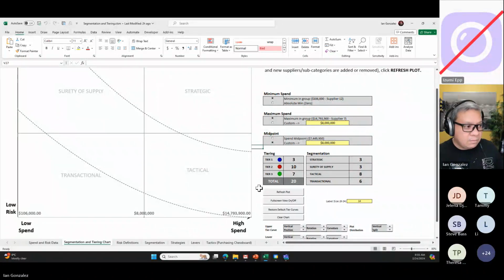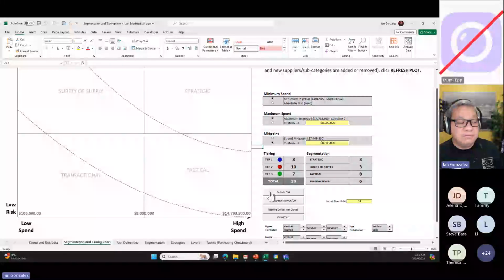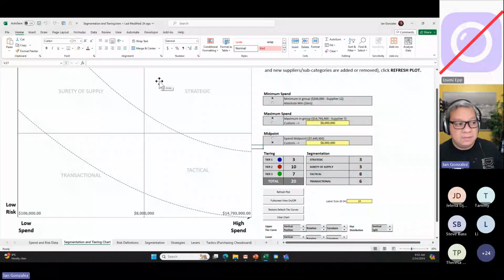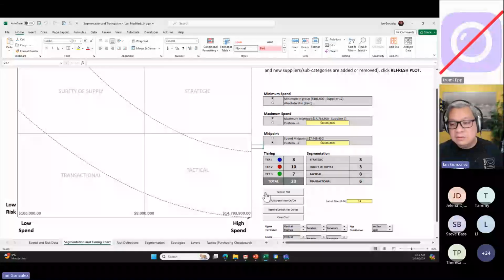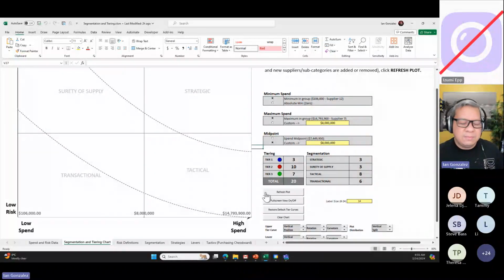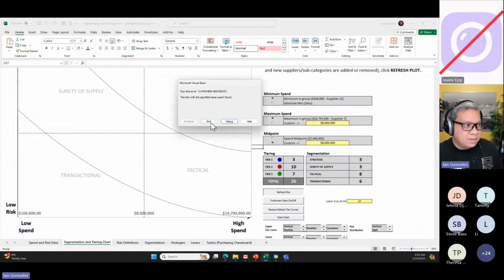So tip: before you hit Refresh Plot, save the file first. And then make sure you close all your other Excel files. All macros are like that. Macros tend to crash if there are other Excel files open because it takes the full resources of your computer, and these Excel files compete for CPU time. So yes, you saw that. Now it doesn't want to work because I've got other Excel files open.